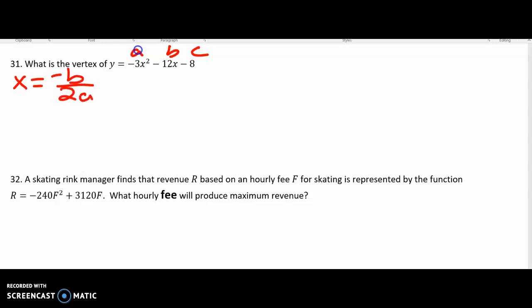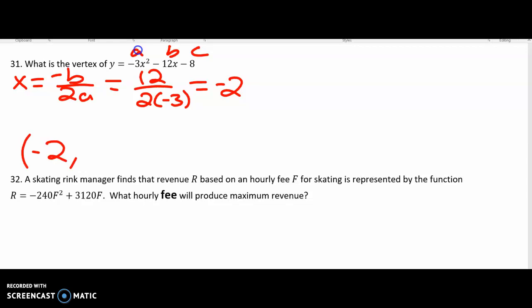And if it's not, then I don't know how to help you. Opposite of b over 2a, okay? We use it so much during that last test. So the opposite of the opposite of b here is a positive 12. On the bottom, I have 2 times a. So I believe when you simplify that, 12 divided by negative 6 is indeed negative 2. So that's my x-coordinate of my vertex.